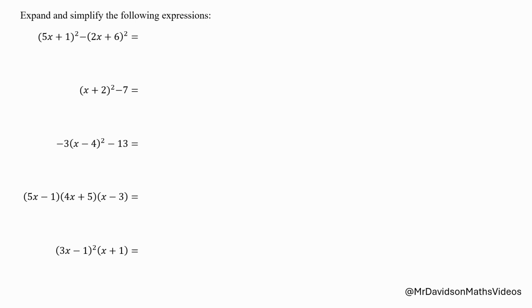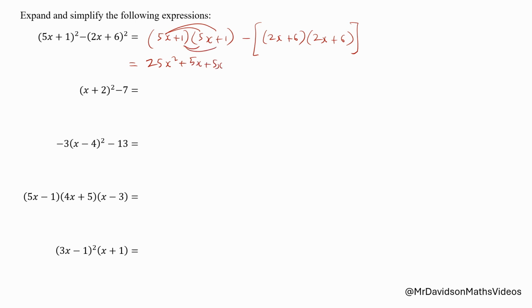So for the first expansion, I'm going to rewrite this as 5x plus 1 times 5x plus 1, then minus, so I'm going to use square brackets, 2x plus 6 times 2x plus 6, and then complete the expansion of these. 25x squared plus 5x plus 5x plus 1 minus then 4x squared plus 12x plus 12x plus 36.